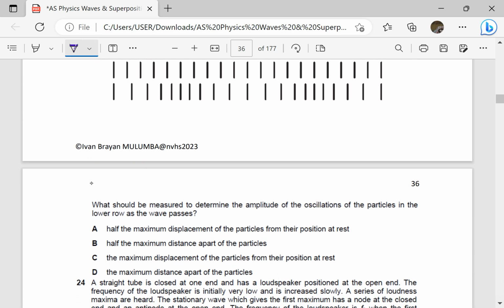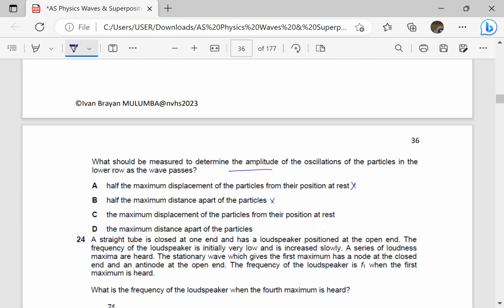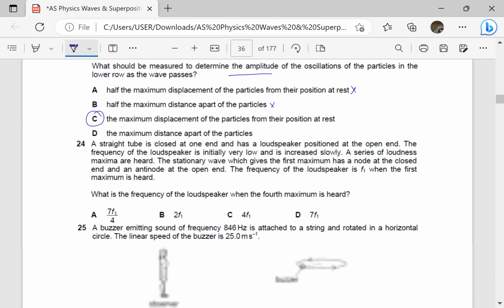What should be measured to determine the amplitude of the oscillations of the particles in the lower row as the wave passes? Half the maximum displacement of the particles from their position at rest? That is not amplitude. Amplitude is maximum displacement from equilibrium position. Half the maximum distance apart of the particles? No. The maximum displacement of the particles from their rest position. That will give us the amplitude.